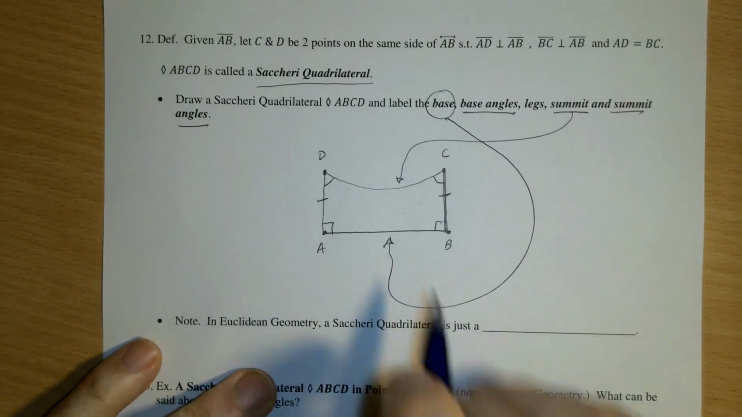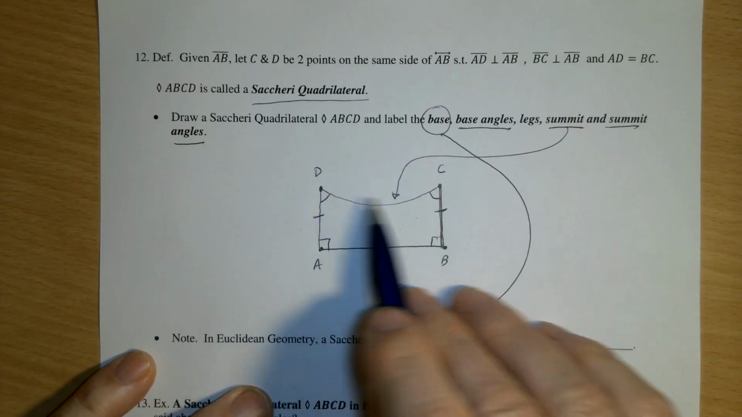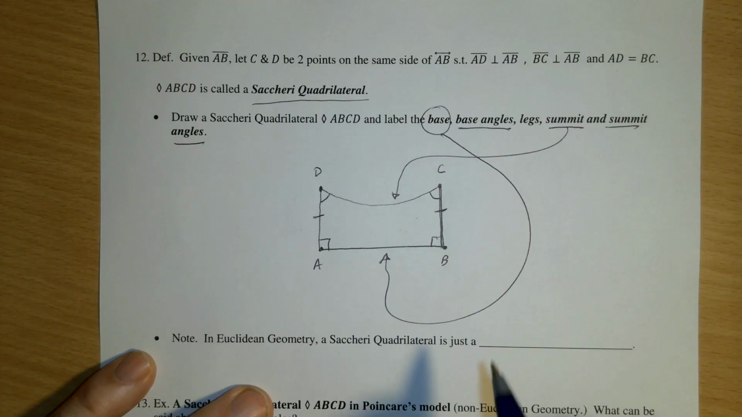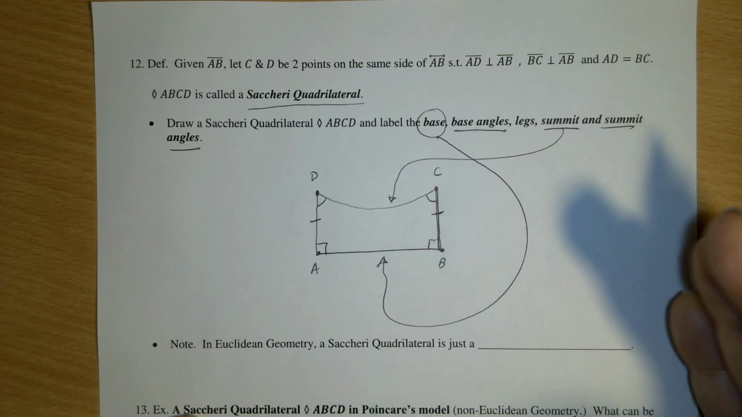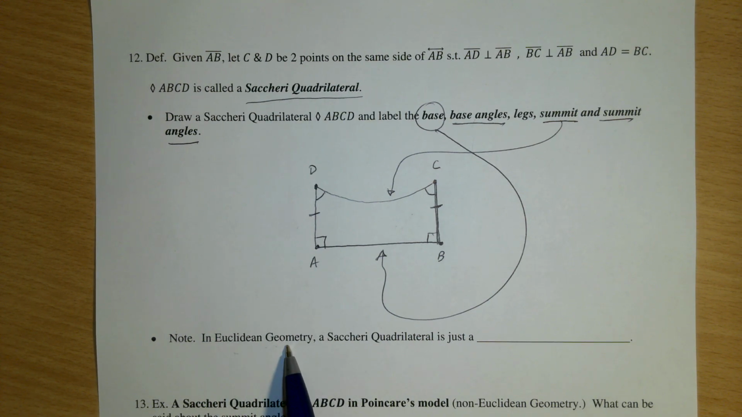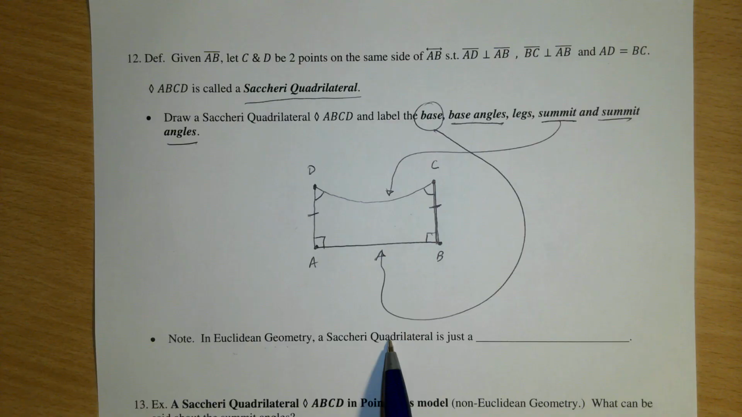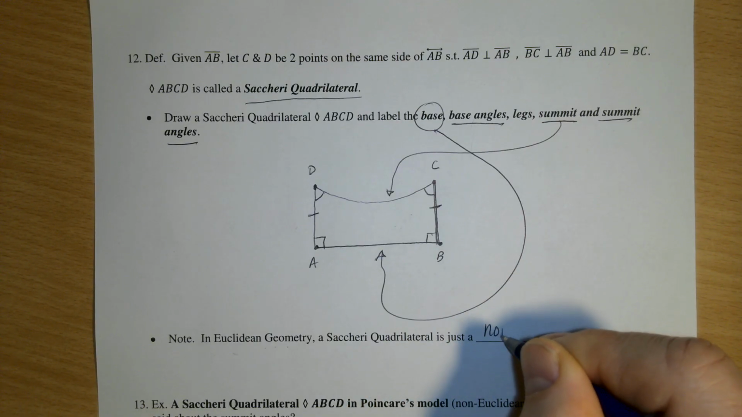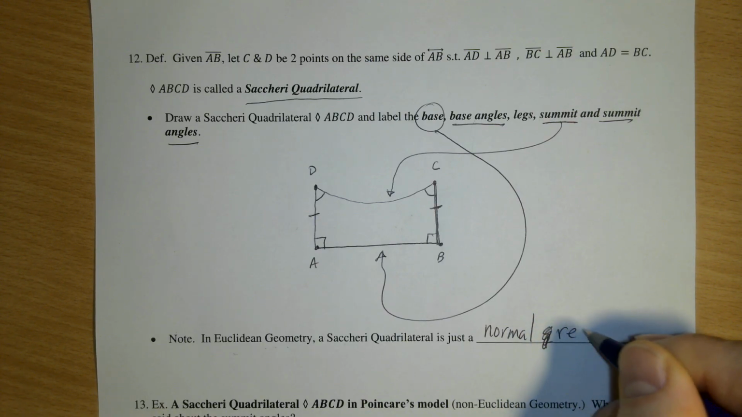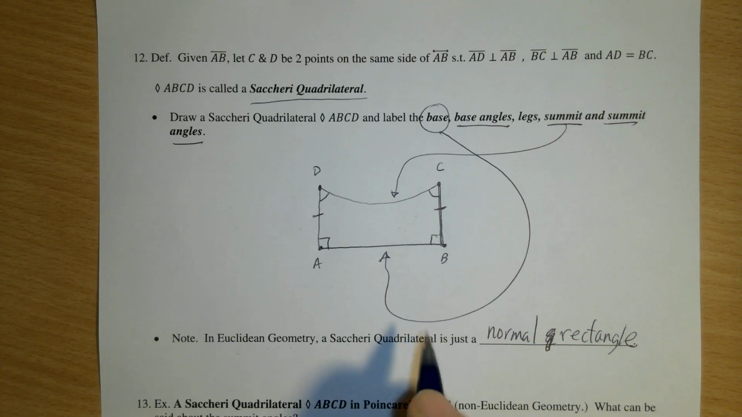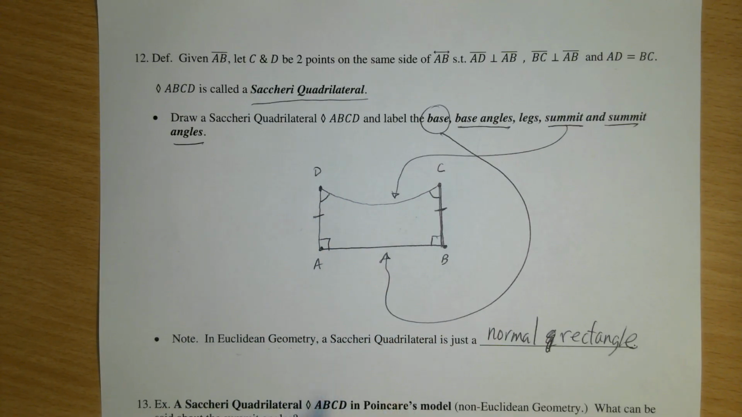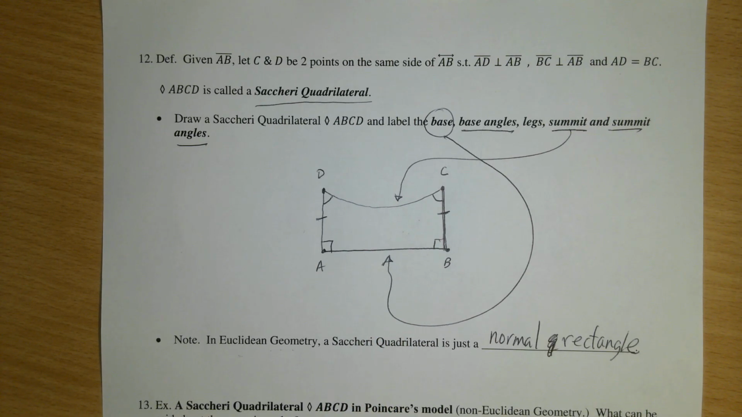And you can notice that in this case, these angles are less than 90 degrees in a Saccheri quadrilateral. And we're not using Euclidean geometry yet. But here's a note. In Euclidean geometry, a Saccheri quadrilateral is just what I'm going to call a normal quadrilateral. Or sorry, normal rectangle. So we can't have this situation where it looks curved when we are in Euclidean geometry, which we will be discussing soon.